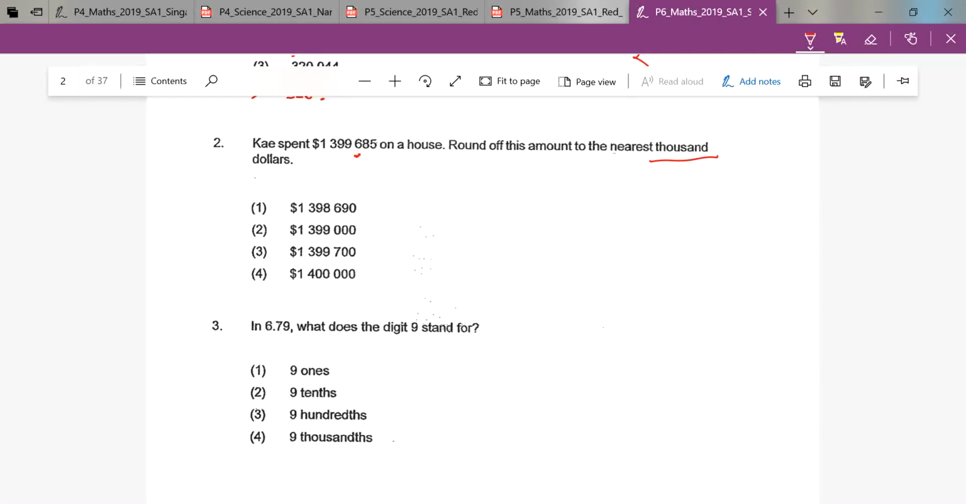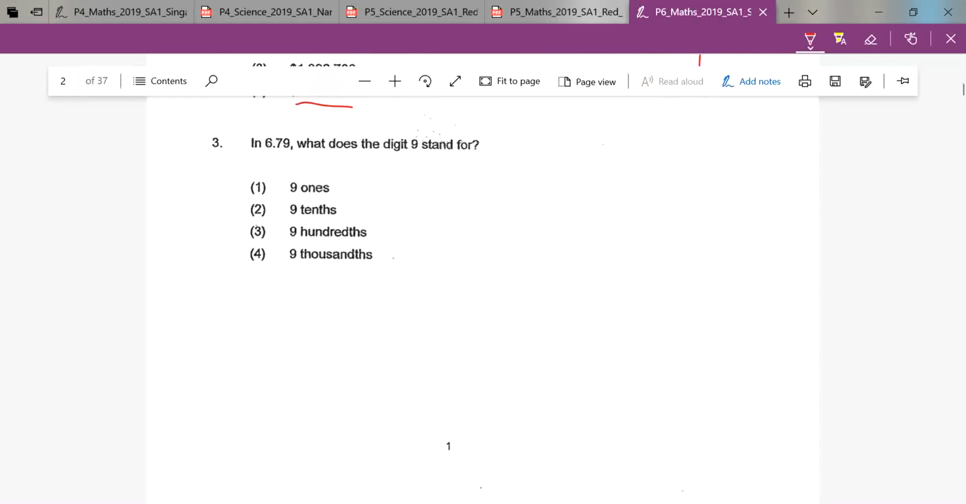So this 6 over here would have to be a deciding factor for the 1,000 to be rounded up. So the 9 becomes 10. Therefore, the next one also becomes a 10. And therefore, when you carry the 10 over, this 3 becomes a 4. So it becomes $1,400,000. Option 4.